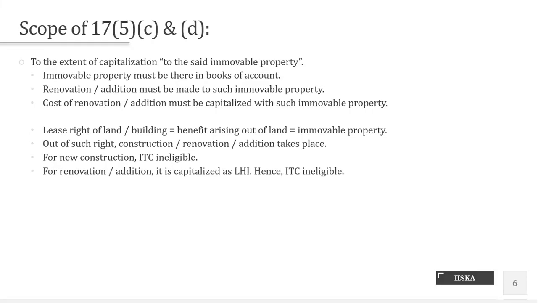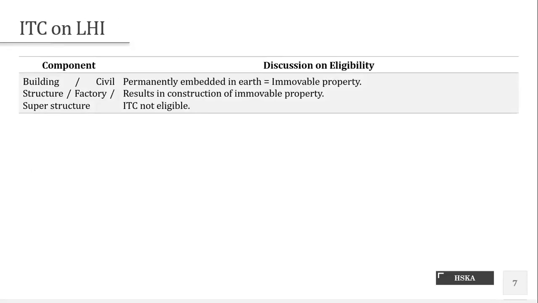Okay, so the next slides are all the examples I was trying to cover, which could be various elements of leasehold improvements. The components that can come into place are the building, civil structure, factory, superstructure. After constructing, this becomes permanently embedded in the earth, so this is an immovable property, and this results in a construction of an immovable property. I believe this ITC is not eligible.